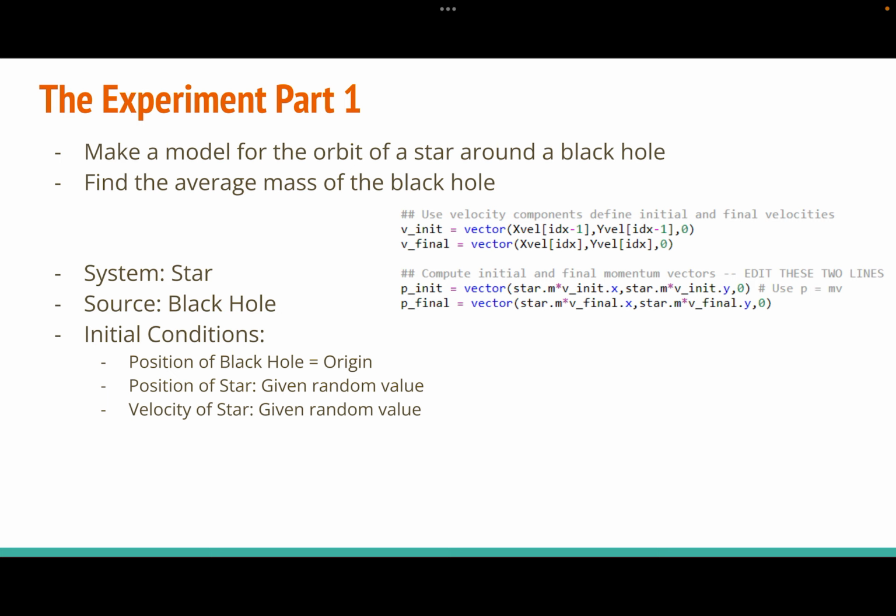In experiment part 1, we had to make a model for the orbit of the star around a black hole, and then find the average mass of the black hole. Here, the system is the star, the source is the black hole, and the initial conditions are that the position of the black hole is at the origin, and the position of the star and velocity of the star are a given random value.